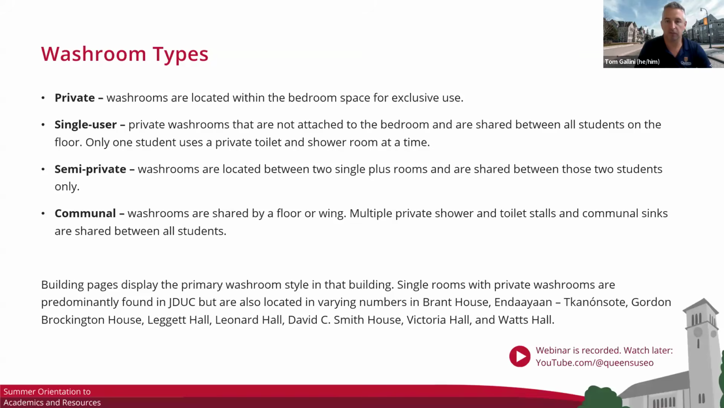So for example, a single plus residence, say we're looking at Brant House, the majority of those washrooms are going to be what we call semi-private. So a washroom located between 2 single rooms, but there are also going to be some single rooms with private washrooms. The majority of single rooms with private washrooms are in John Deutsch University Centre, which I just mentioned a moment ago, but you can see they are in other residence buildings as well.